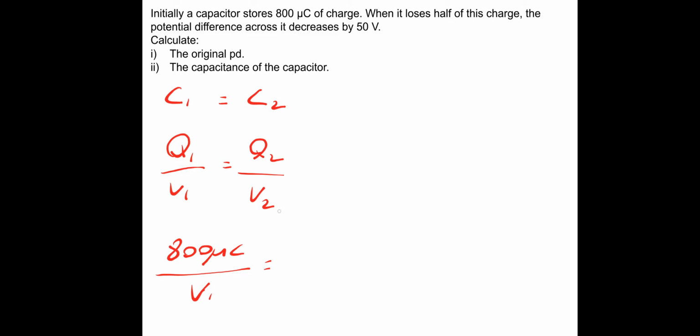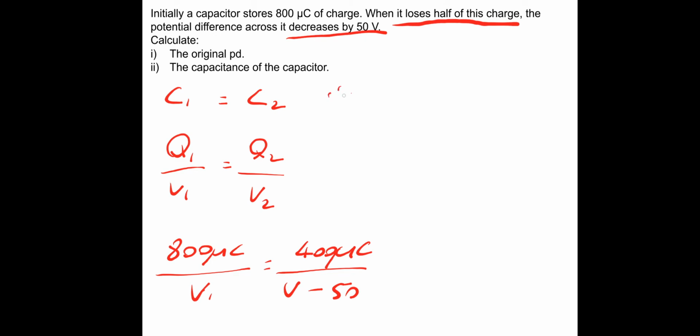equals the second charge, which is it loses half of its charge. So that becomes 400 microcoulombs divided by, and we know that the voltage decreases by 50. So we have the original voltage minus 50. So, therefore, I can say that V minus 50 over V1 is equal to 400 microcoulombs divided by 800 microcoulombs, so that's just a half. If you didn't get to this point and you want to finish this off, you can pause, and please do so. And there's a couple of ways of doing this.